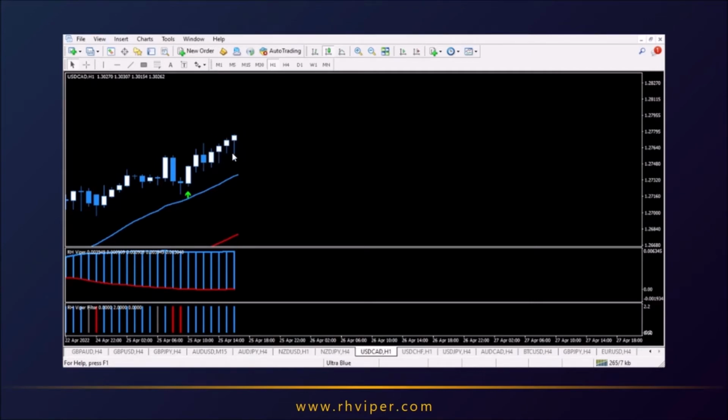We've got the price above the moving averages. The price is above the blue moving average, which is above the red moving average. So we've got that uptrend here.